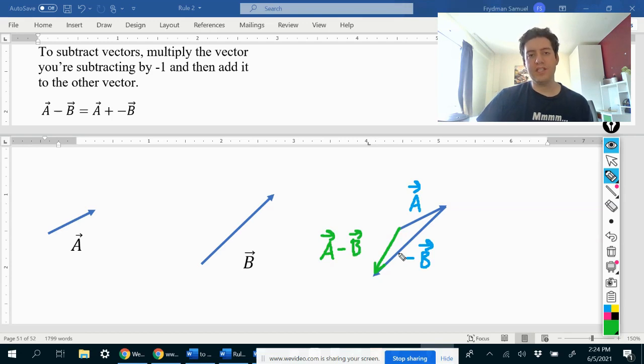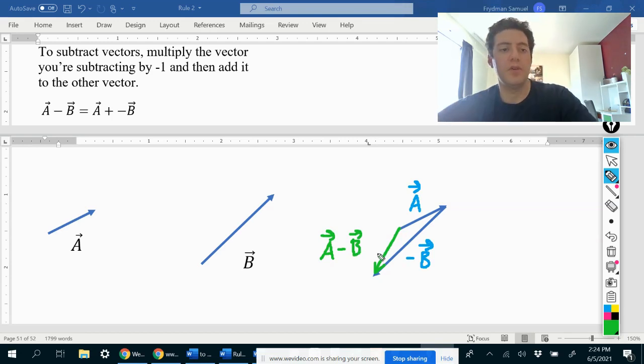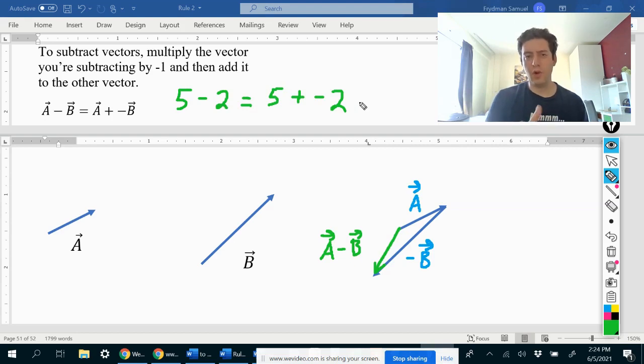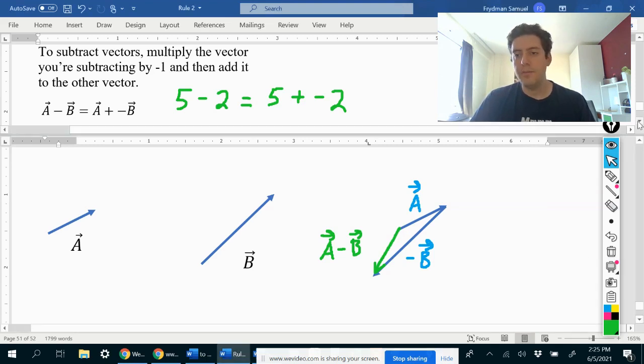Okay, and this is all very similar to regular numbers. So for example, you know that 5 minus 2 is the same thing as 5 plus -2, right? So it's very similar to what you're already used to with numbers. All right, so just to reiterate, subtracting means you take the number that you're subtracting, you make it go in the opposite direction, which is multiplying it by -1, and then you add it to the first vector. Okay, moving on.